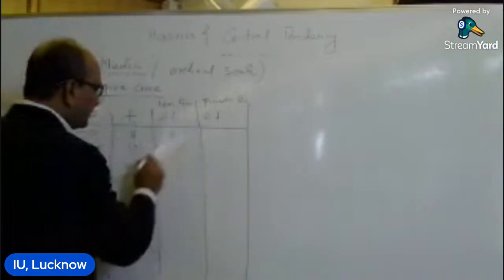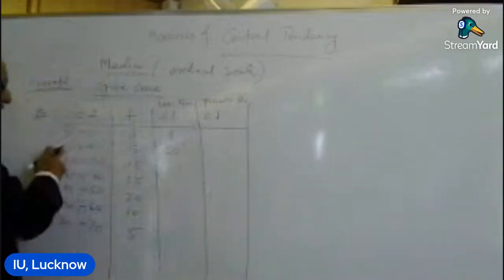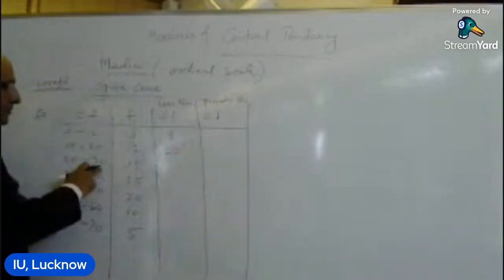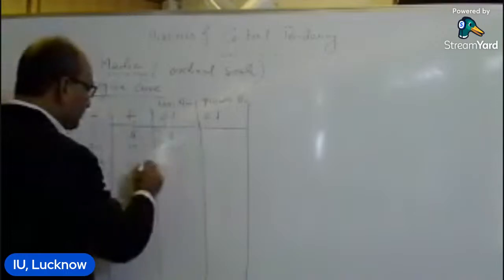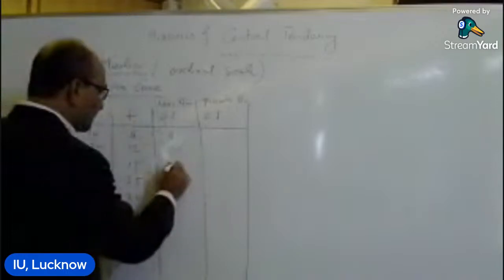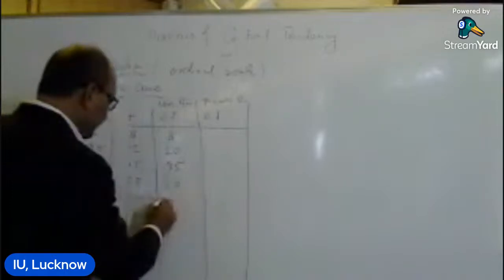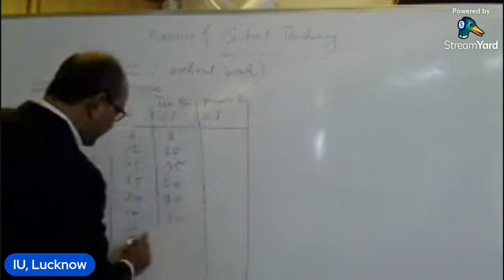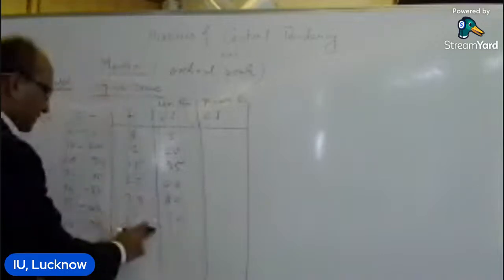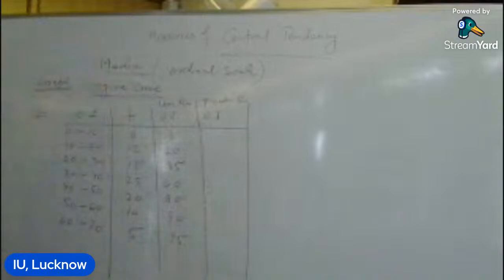Less than 30 means 0 to 10, 10 to 20, and 20 to 30. So we add all these frequencies. So this is 8, 20 plus 15, 35. Then this is 60, this is 80, 90, and 95. So this is the less than type cumulative frequency.